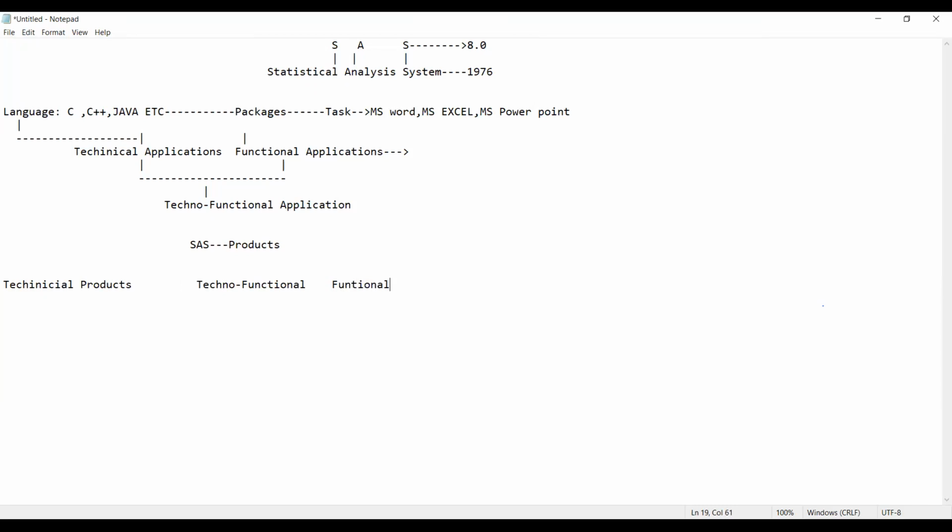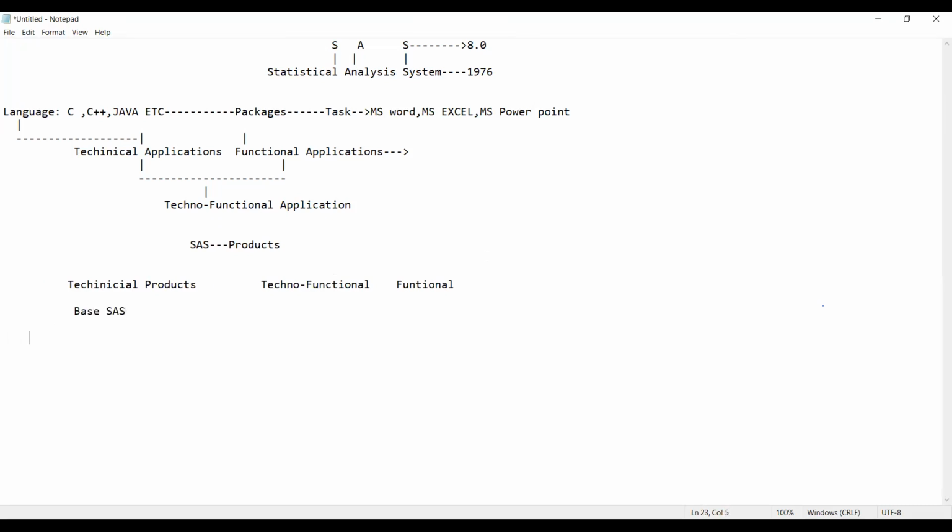These are the categorization of the products in SAS. Getting my point? SAS is divided into three categories of products: technical, techno-functional, and functional. So guys, under the technical, basically you have the programming language of SAS, which we call Base SAS.